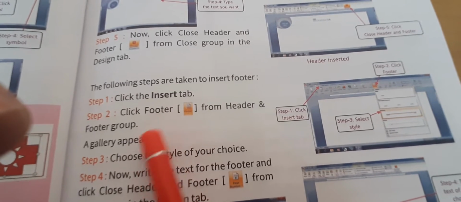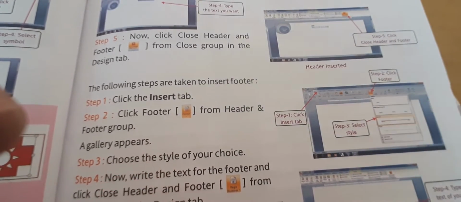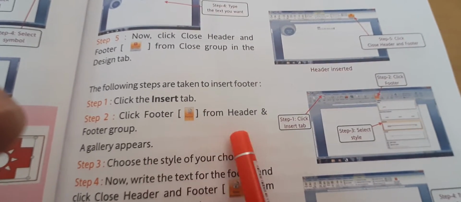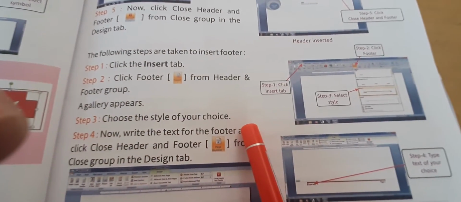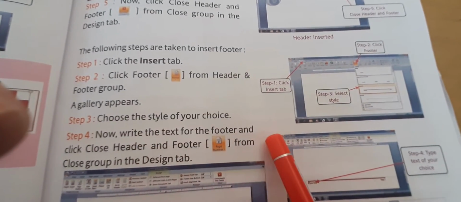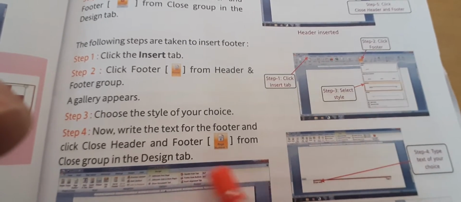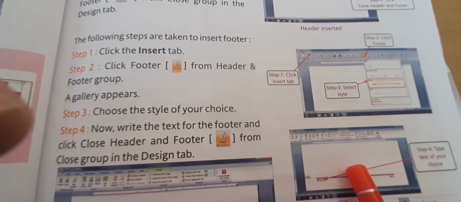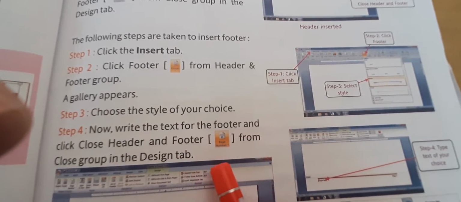Click the insert tab, click footer from headers and footers group, and from headers and footers group a gallery appears. Choose the style of your choice. You can choose the style from here. Now write the text for the footer and click close header and footer from the close group in the design tab. Means after you have written the text, whatever that you want in the footer group, you can close the header and the footer tab.